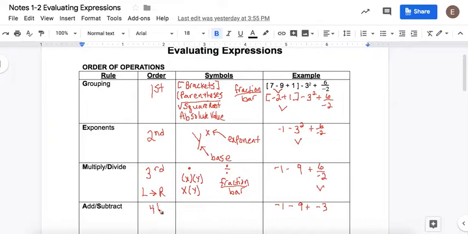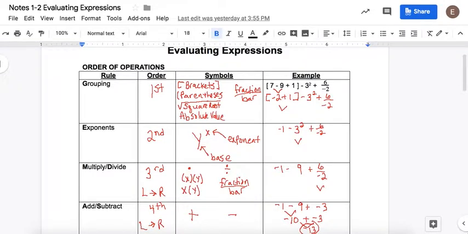That leaves addition or subtraction, which is our fourth step from left to right. So that means if you see addition first from left to right, do addition first. If you see subtraction first from left to right, do subtraction. Okay, and your symbols would be an addition symbol or subtraction symbol. And we're going to go from left to right, so we're going to do subtraction. -1 minus 9 is -10 plus -3. And finally, we're going to do the addition, so -10 plus -3 is -13. And we can circle that. That is my final answer.